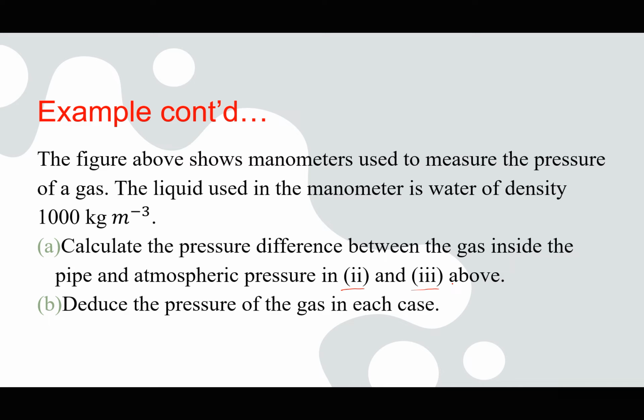I think that one I've already calculated that. When they say pressure difference, you just find the pressure due to the height, delta H times density times G. In Roman 2, H was, I think, 4 centimeters. In Roman 3, H was 0.5 centimeters. So you just substitute in that equation, find the pressure difference in each case.